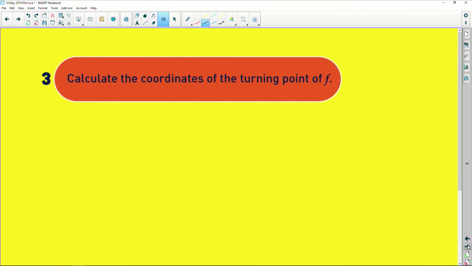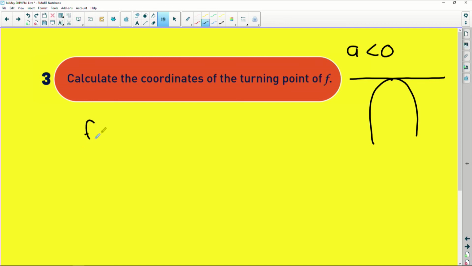Next question, it says calculate the coordinates of the turning point of f. Okay, remember that a is negative, which means that the graph is going to look like this. The turning point up there is going to have a horizontal tangent. Remember, guys, when you have a horizontal tangent, it means that the gradient of that tangent is 0 because there's no change in y. The y value doesn't change. So when you're trying to find the gradient of that tangent, remember, use the first derivative. So I'm going to say f prime of x is equal to 0.